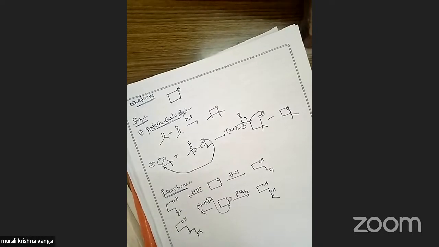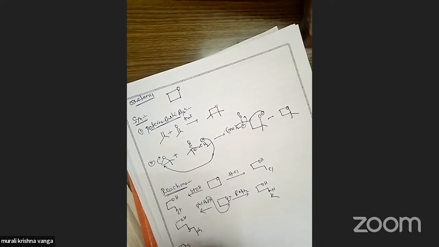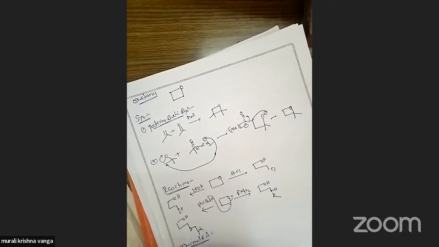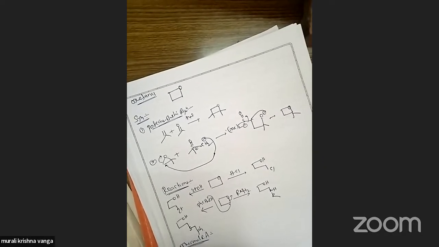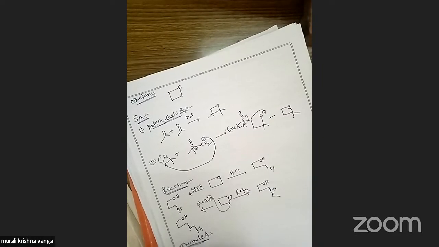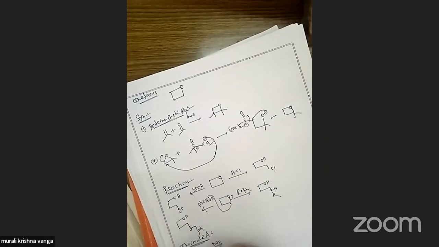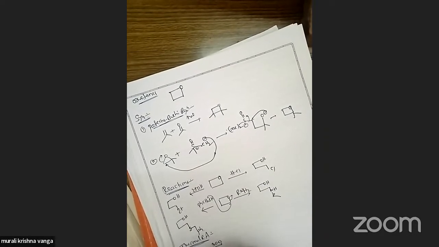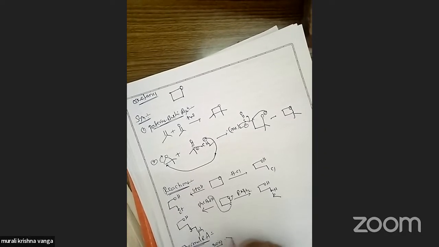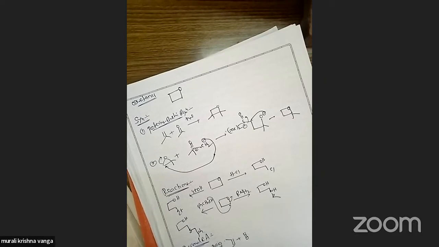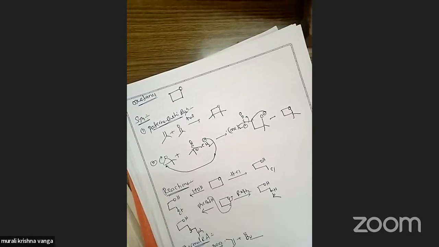Next one is thermal rearrangement. When this compound is heated at 300 degrees Celsius, it converts into olefins and carbonyl compounds.